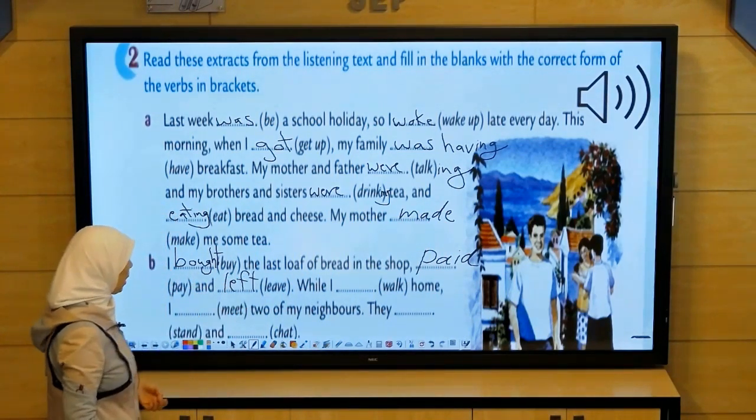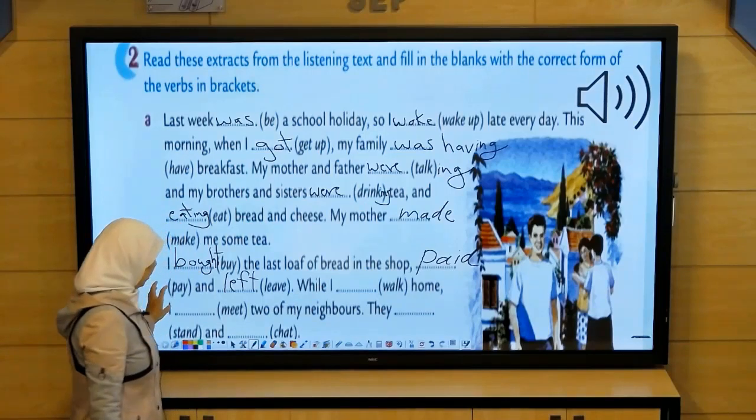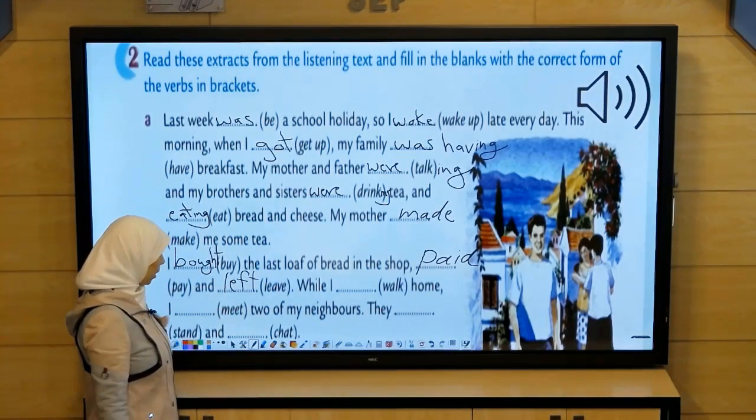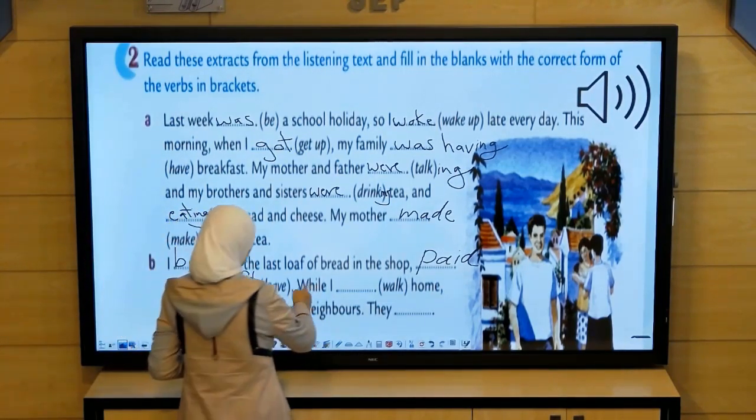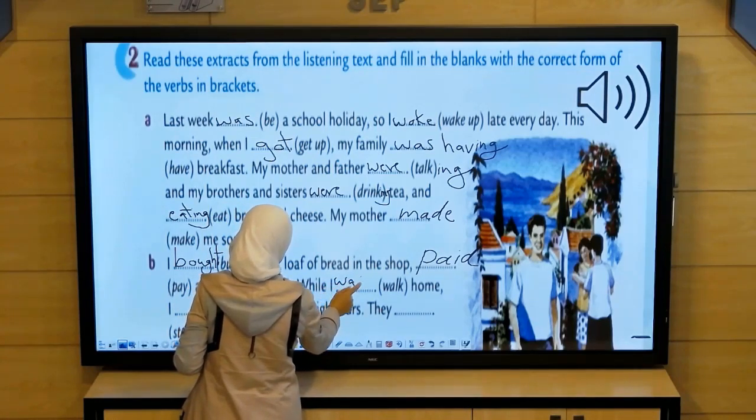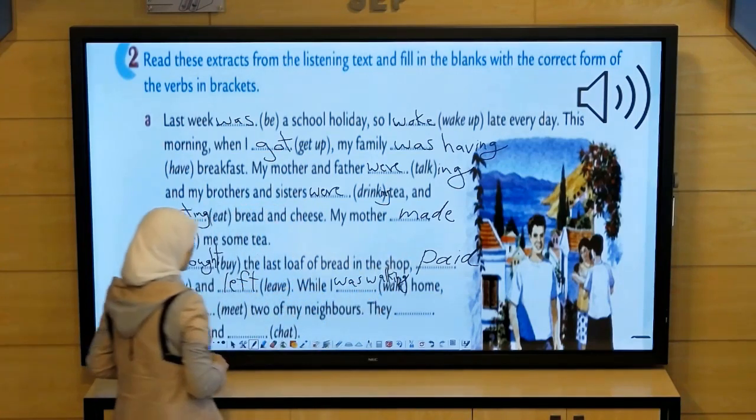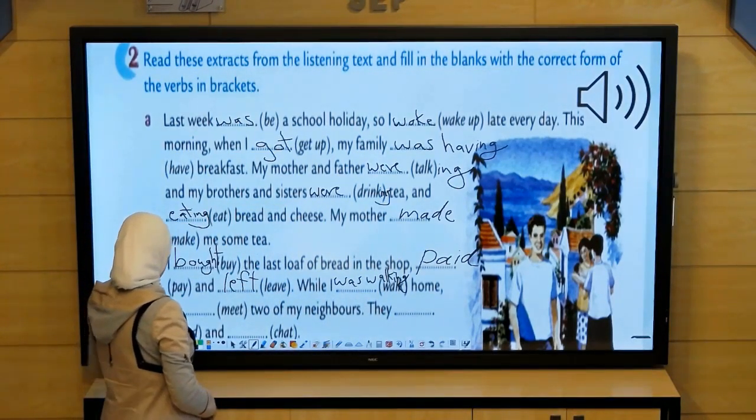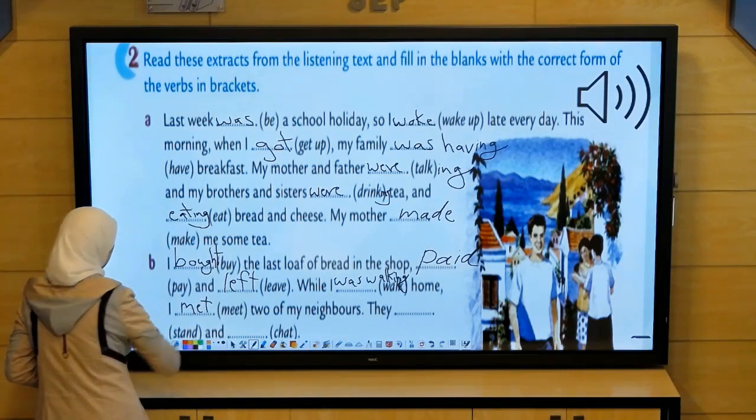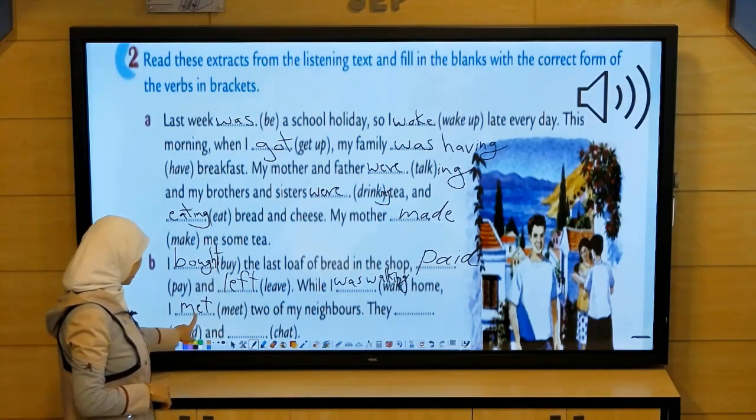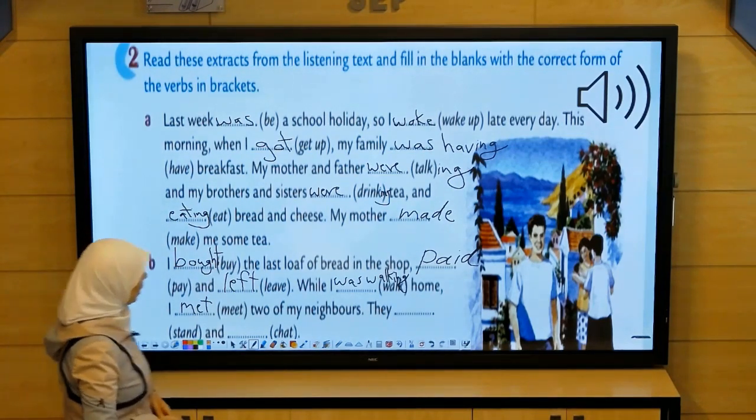And left. While, here we have while, it combines between two main sentences. One of them was in progress and the other is a past action. So here we say, after a while I was walking. Also we add ing. I was walking home. I met two of my neighbors. It is an irregular verb. The last one, they stand and chat.